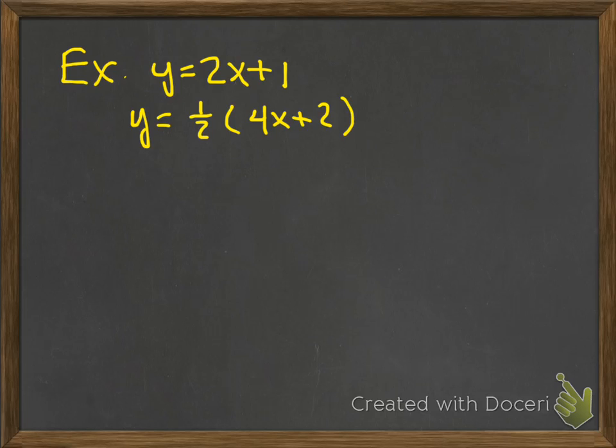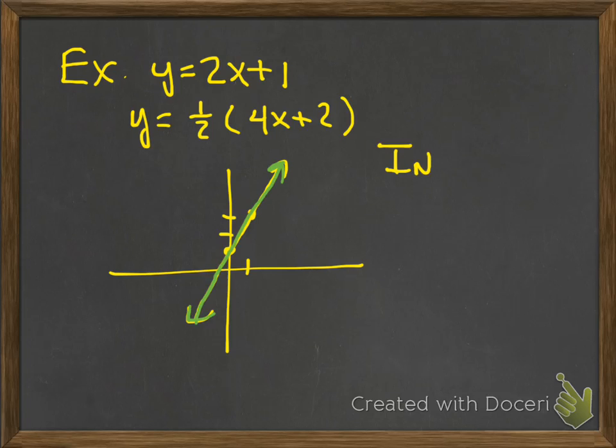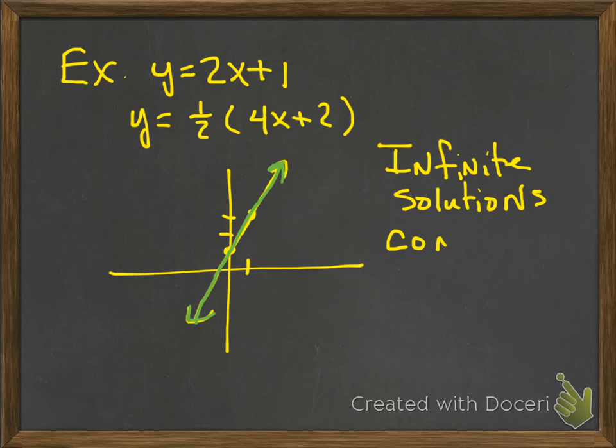Okay, so here's an example. I decided to do this one by graphing. y equals 2x plus 1, y is equal to 1/2 times (4x plus 2). If you graph this, you end up with two lines, one on top of the other. So that would be considered infinite solutions. But let's go further than that. Instead of calling it infinite solutions, let's say a consistent dependent system. Consistent means it has an answer. Dependent means there's lots of answers. So there you go, a consistent dependent system.